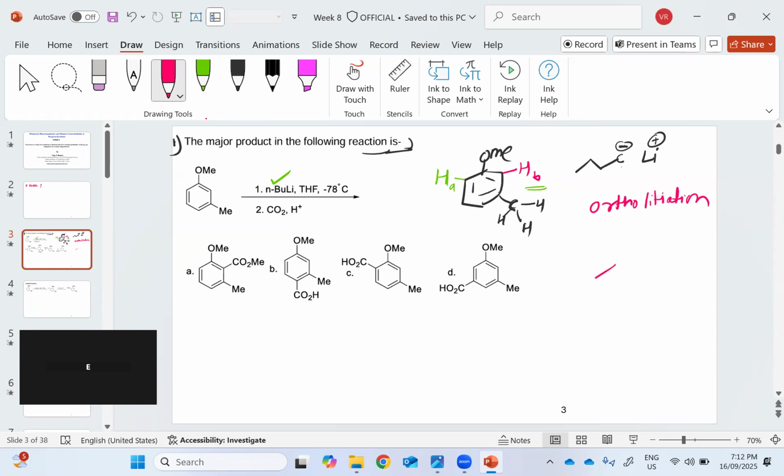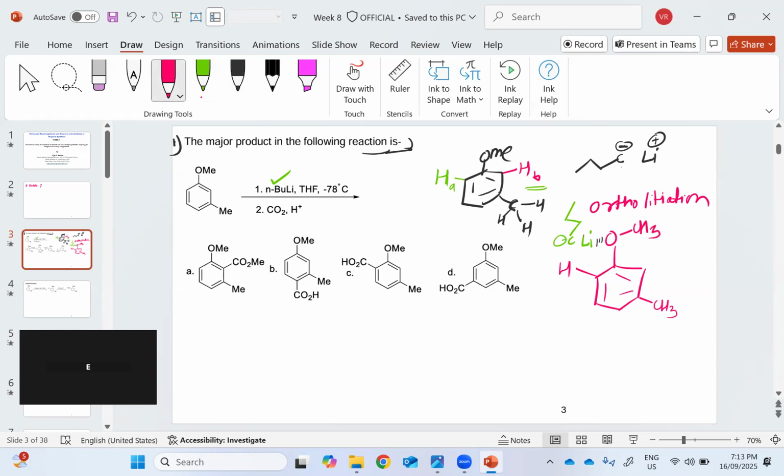That is the intermediate formed while abstracting the proton, which is stabilized by this methoxy group. So this will be, let's say, the structure which has the proton here, and the chain, so this C negative and the lithium. This lithium basically gets coordinated with the oxygen. Here, the OMe will remain the same.